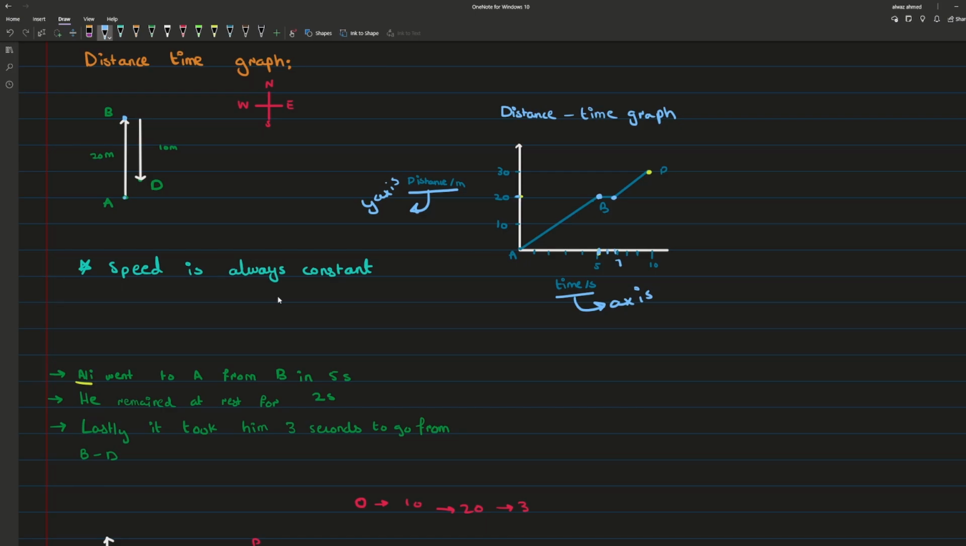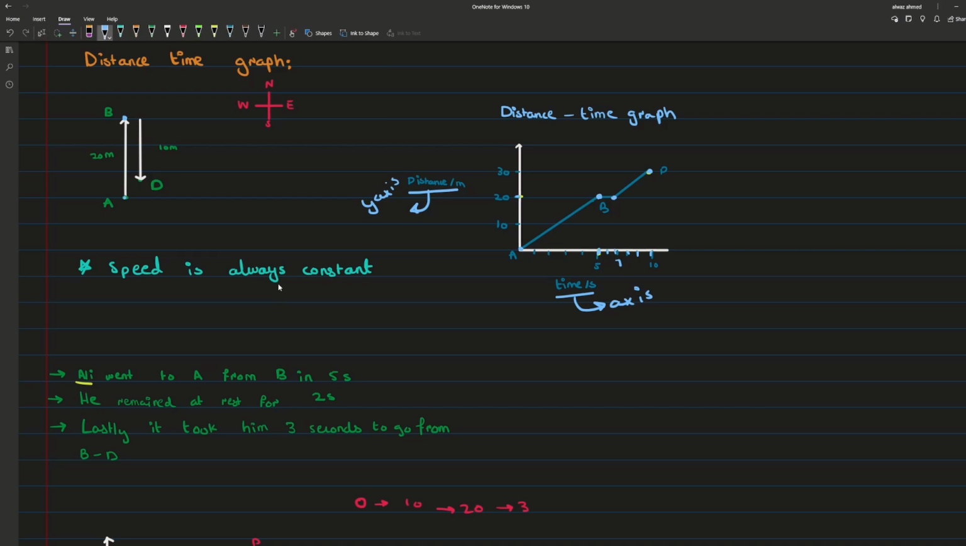The last point says that it took him 3 seconds to go from B to D. Now we know that D is a further 10 meters away, so if he had traveled 20 meters before, this means that he will now have traveled 30 meters. And they've told us that this B to D travel was for 3 seconds, so we go a further 3 seconds ahead of 7, so 8, 9 and 10, and then we plot the point D. When we connect all these points, we get this graph, and this is the distance time graph for Ali.